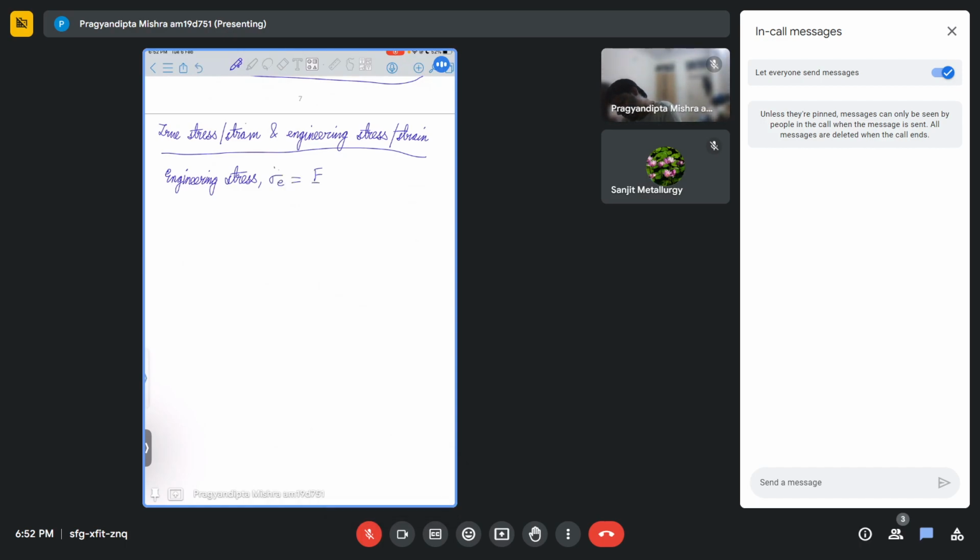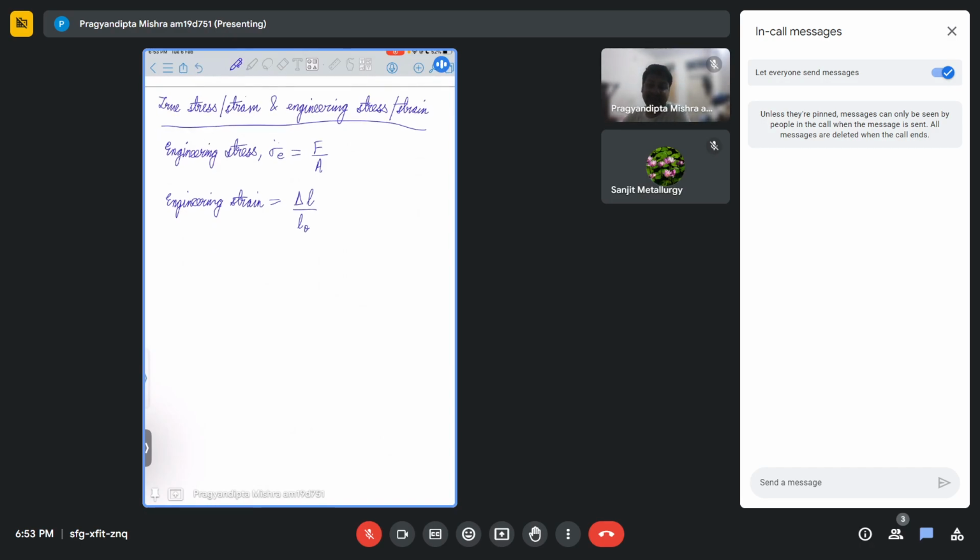So F by A and your engineering strain, these are very common quantities that people will be using, right? Engineering strain will be equal to change in length by original length. So let's represent original length as Lo. True strain is different from engineering strain in this fashion. In engineering strain, your change in length is measured at every instant, but your original length is kept constant. However, in true strain, we are measuring the change in length with respect to the length at every instant.